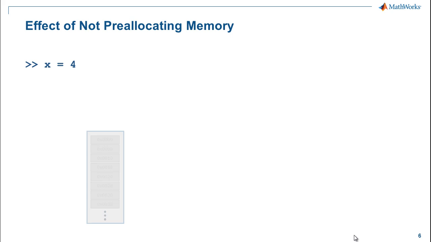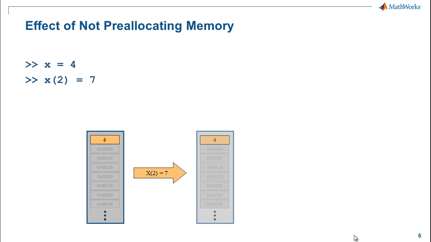If I want to say x equals 4, MATLAB finds a memory to hold one number and puts 4 in there. Now if I want to add another element, MATLAB has to find contiguous space because MATLAB stores variables in contiguous space. If it cannot find any neighboring space near 4, it will find a space of size 2 somewhere else, move 4 there, write 7 and then erase 4.